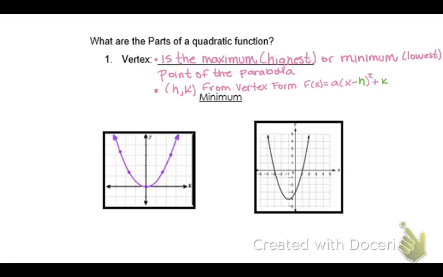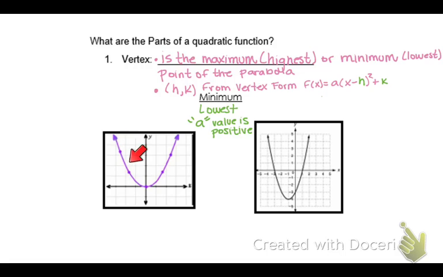So, remember, minimum is the lowest point on our parabola, okay? Now, whenever we are looking at an equation, either in standard form or vertex form, we are going to have a minimum when a, which is the number in front of x squared, or in this case, in front of this parentheses, we're going to get a minimum when a is positive.